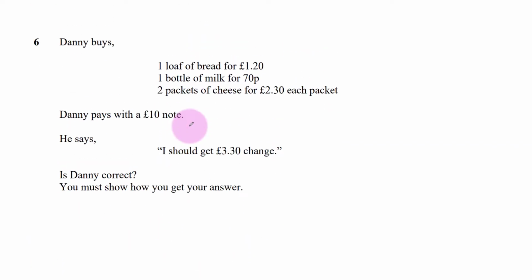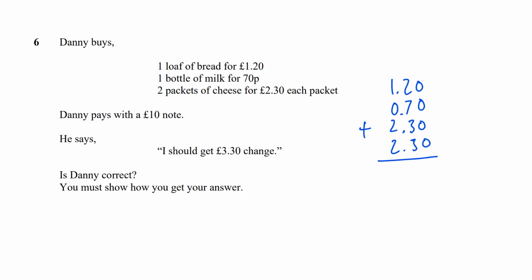Right, Danny buys this. He pays with a £10 note. He says, I should get this much change. Is he correct? What would you do here? Show your working. £1.20, get your pence right because that's 70p. 2 packets of cheese, 2.30, 2.30. Read the question like so. Add that up. 0, 9, 12, 15. Carry the 1, 2, 4, 6.